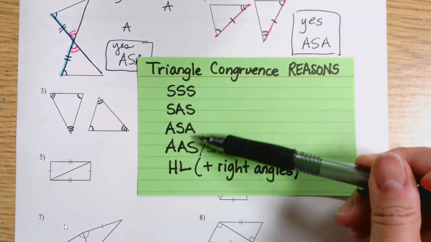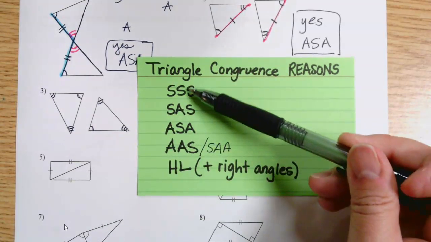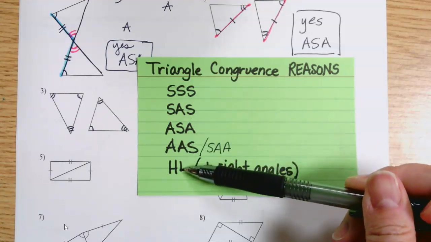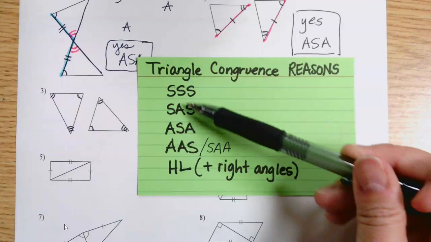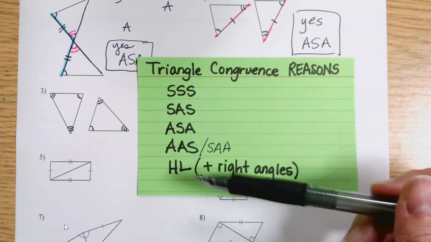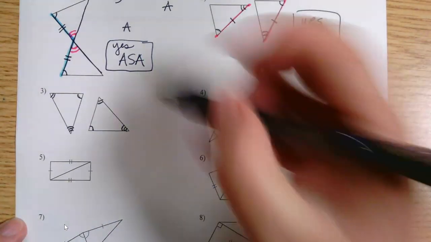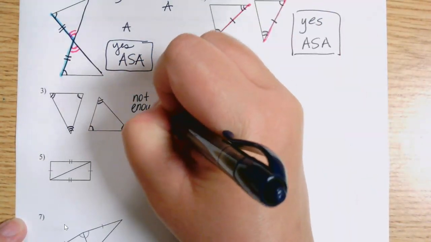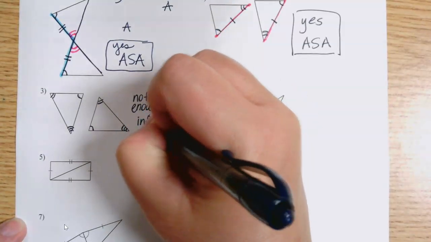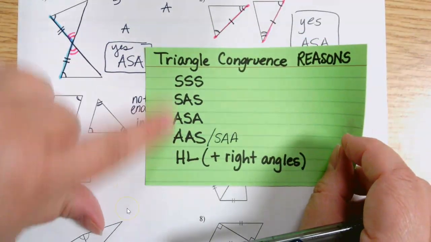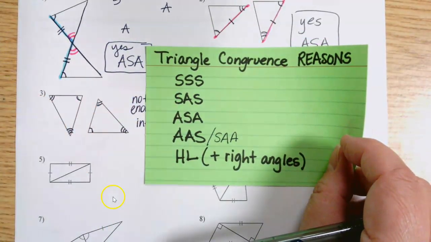Angle, angle, angle is not a reason to be able to say that triangles are congruent. If all the angles are congruent on two triangles, that means they're the same shape, but they're not necessarily the same size. And congruence means same size too. So I would just say, not enough information. If you told me something about any of the sides, maybe they're congruent. But right now, I don't know that because I don't have one of these. You have to have one of these to be able to say, yes, these are congruent triangles.